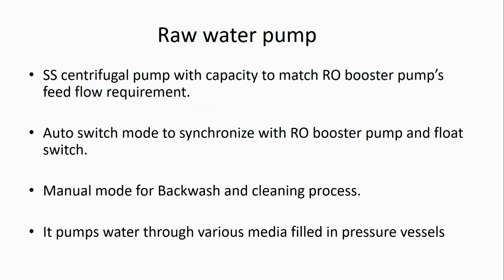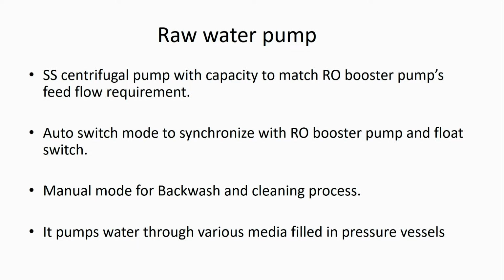So the raw water pump should be a stainless steel centrifugal pump with capacity to match the RO booster pump's feed flow, because this pump is going to pump water across the 4 or 5 filters, and then that water will go to the booster pump of RO. So the pressure is going to get dissipated over these filters. So this raw water pump capacity should match the RO booster pump feed flow requirements. It should have auto switch mode to synchronize with the booster pump of RO and the float switch in the storage tank. We'll come to that later. And it should have manual mode also during the backwashing and cleaning process.